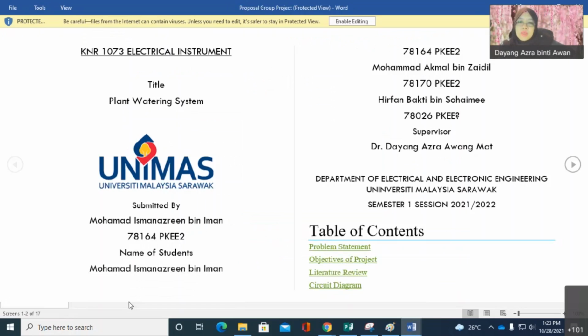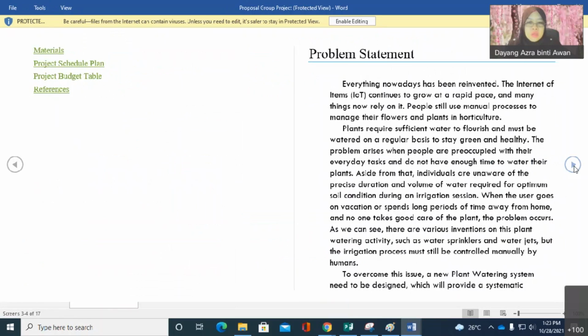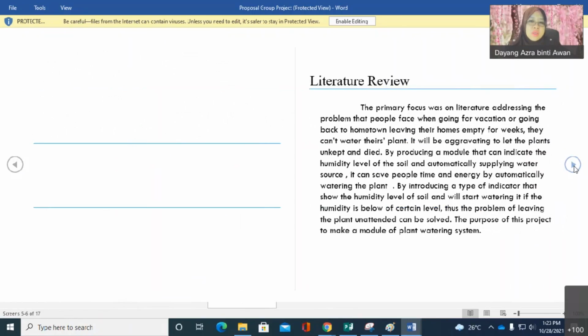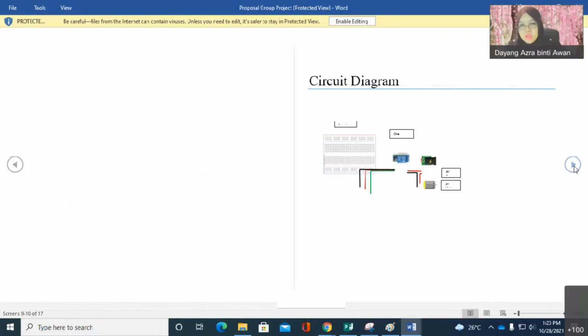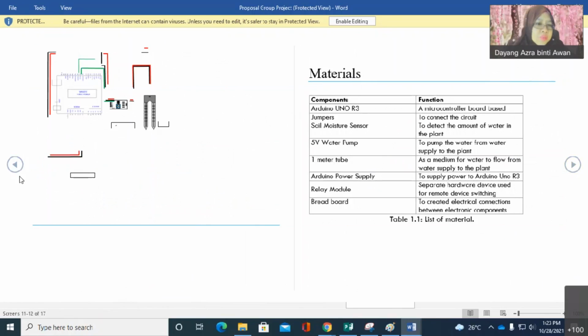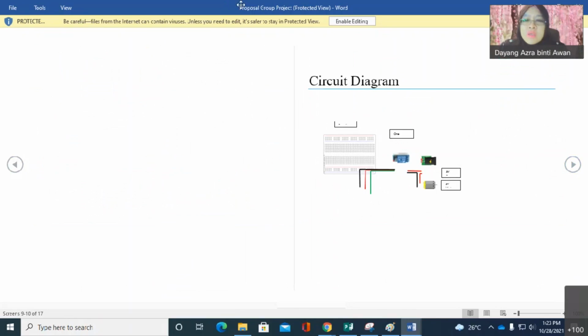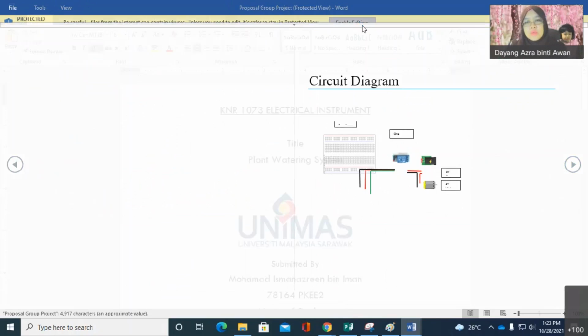Okay, Muhammad Akmal and Hirfan. So your title is plant watering. So the title is acceptable. Then, okay, the skirt. Is the skirt not finished yet? Make the skirt. Oh, maybe I used this code word. That's why when you are submitting the letter, try to change it to PDF now.